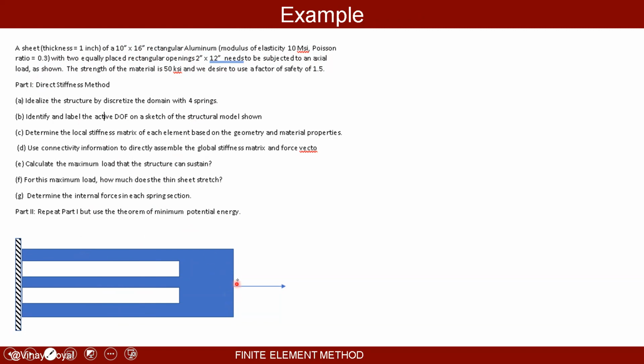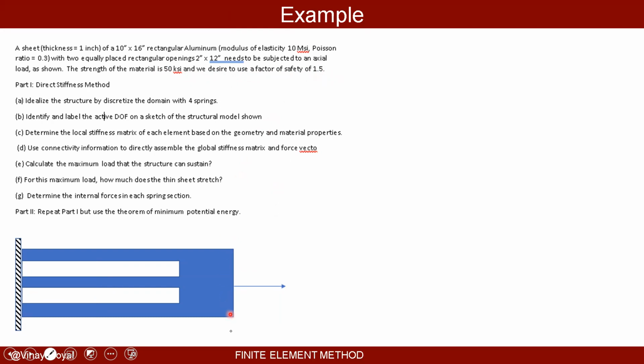This structure is subjected to an unknown load, but this unknown load should guarantee the integrity of the structure. So if the strength of the material is 50 KSI, and we have a desired factor of safety of 1.5, we need to solve for that load.